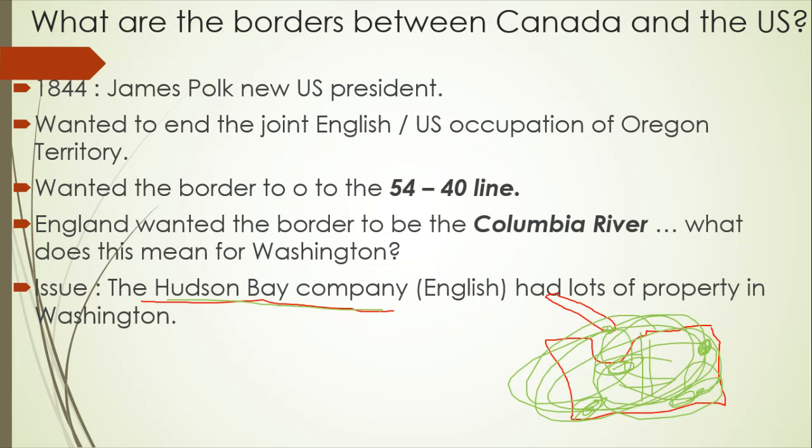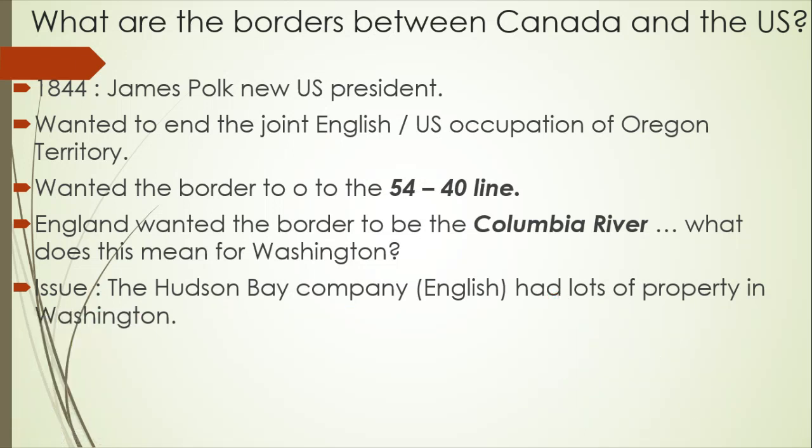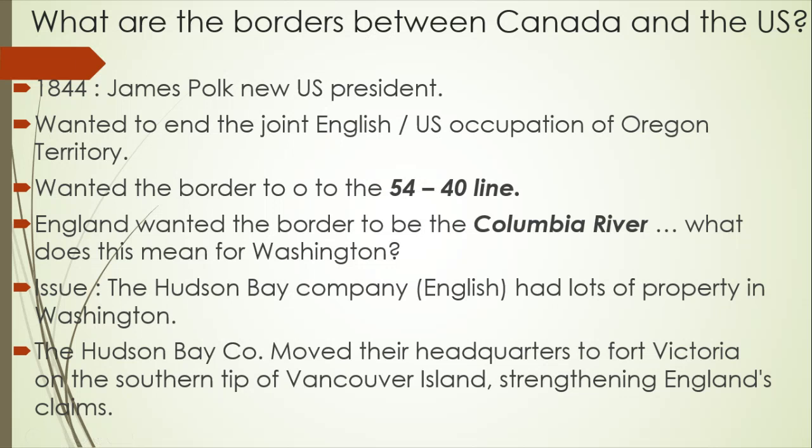Okay, so that's what England's saying. England's saying, sweet, in these negotiations, we have all this land in Washington from a company, so we're gonna be pretty good. Okay, now, another part of that issue is that the Hudson Bay Company is also gonna move their headquarters to Fort Victoria. And Fort Victoria is what is known today as Victoria City, which is on the southern tip of Vancouver Island. Maybe some of you have been there. It's a short clipper ride away.